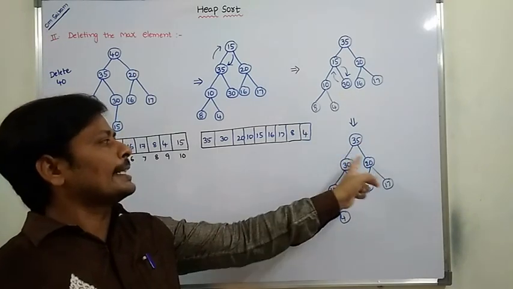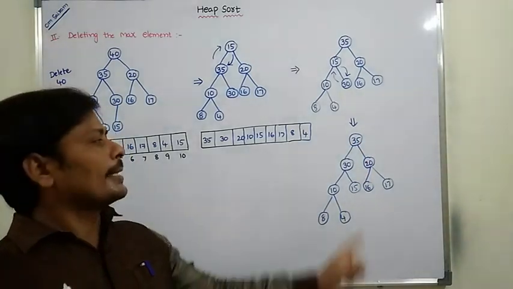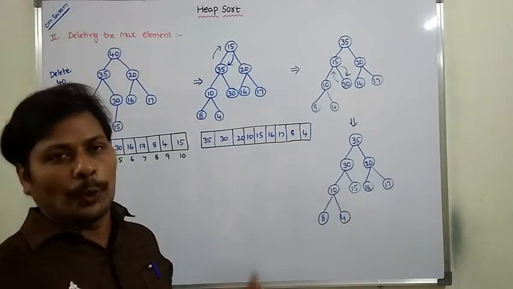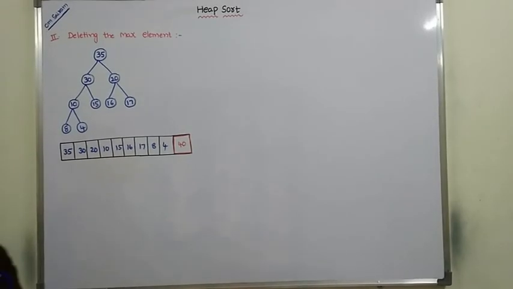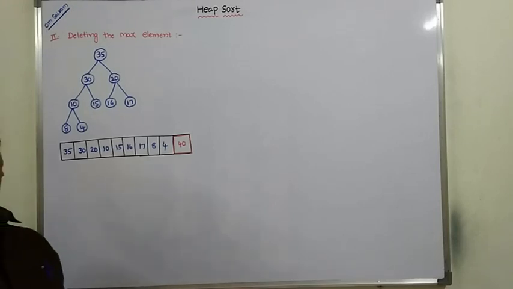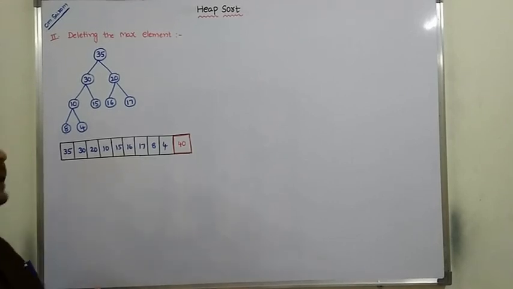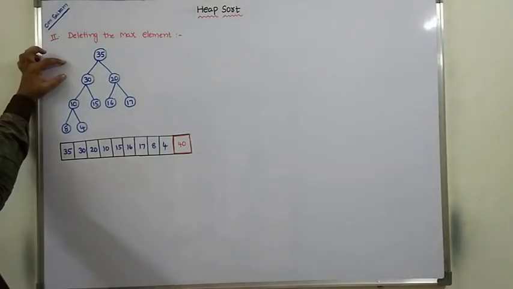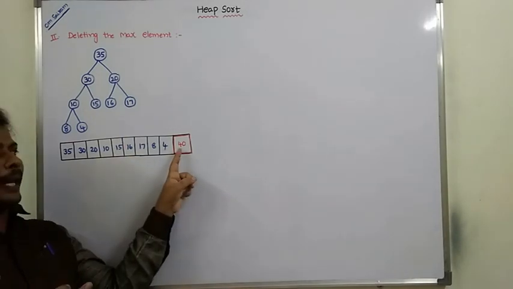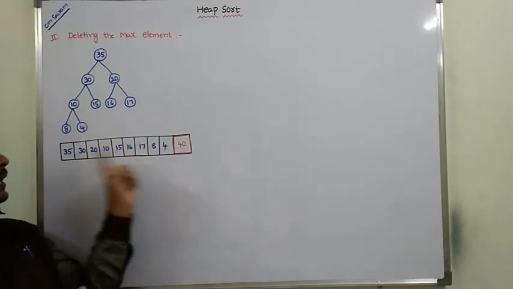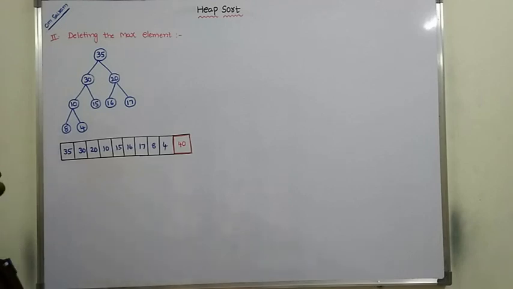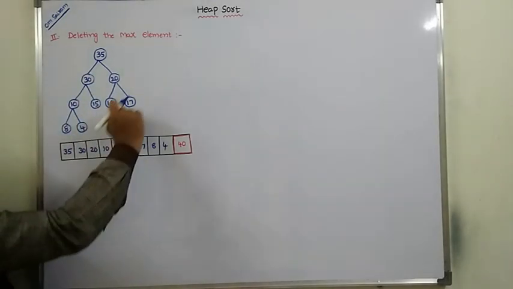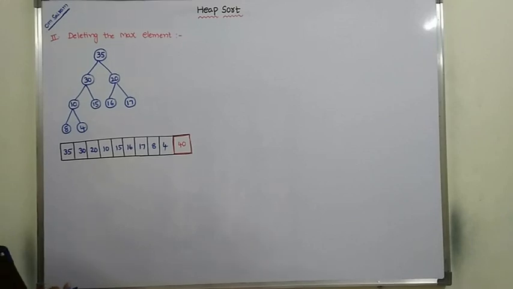Next we have to delete element 35 because 35 is there at the root node. So after deleting 40, that can be replaced with the last element in the maximum heap, that is 15. Then next we have to do some swappings. After that we are getting this tree. The deleted element can be placed at the last in the array representation. So now we are getting this is the maximum heap after deleting 40.